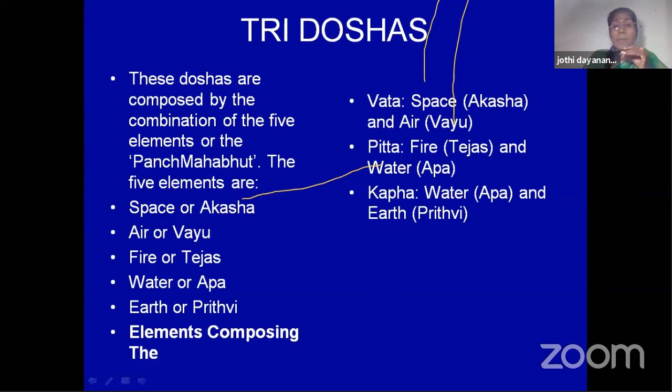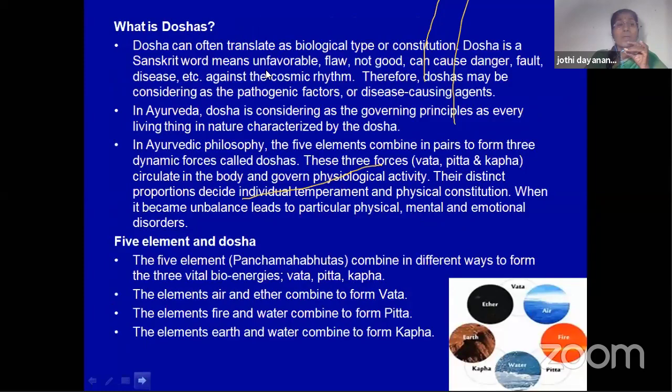So how can the balancing be done? What are these doshas? Doshas can often be translated as biological type or constitution. Dosha is a Sanskrit word which means unfavorable, a flaw, not good, can cause danger. If vata is too much, it will attack the joints. If pitta is heavy, it will lead to some kind of disease. If kapha is there, it will lead to nasal cavity disease. So this is what dosha is. Again, I'll repeat, it's a word which means unfavorable, flaw, not good, can cause danger, fault or disease.